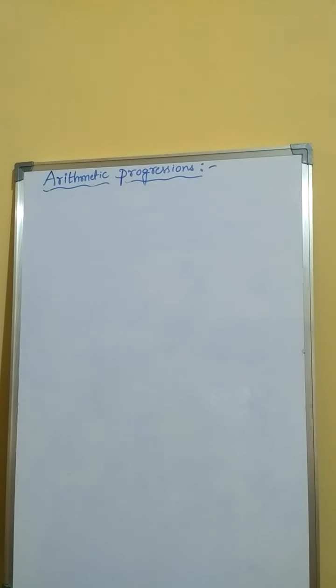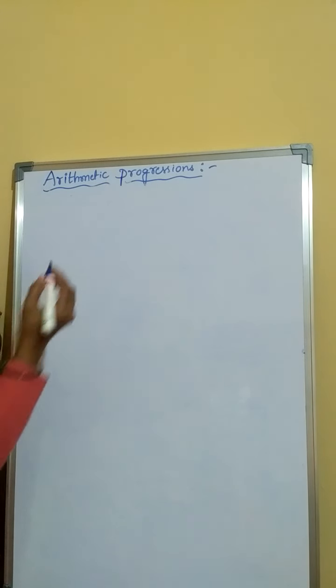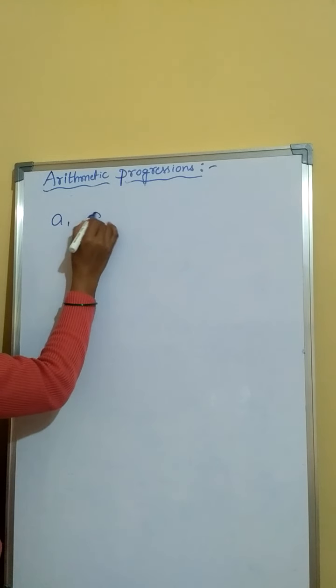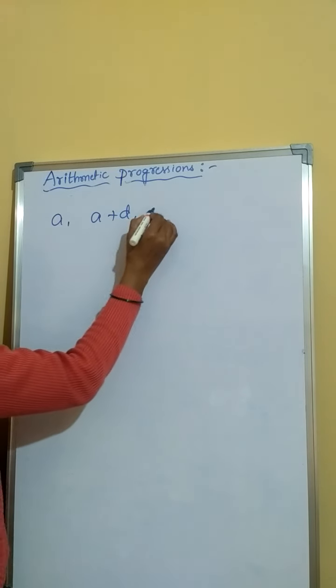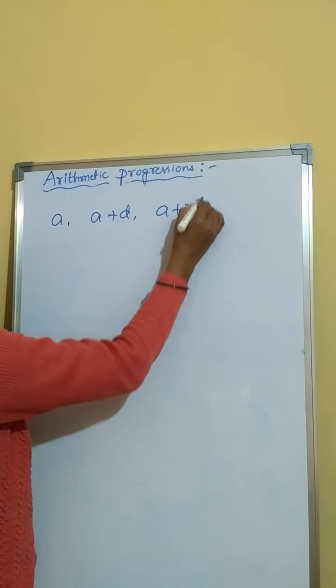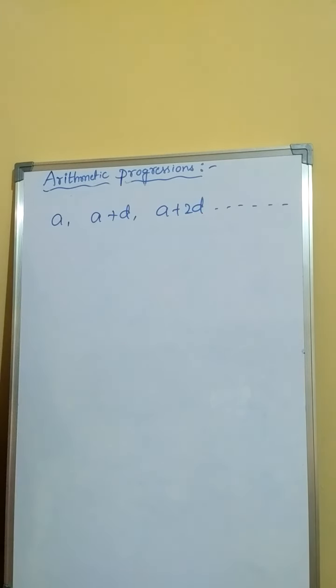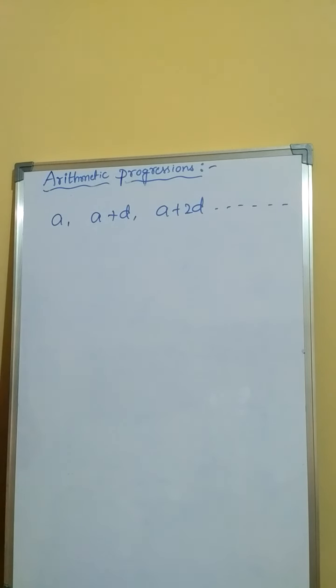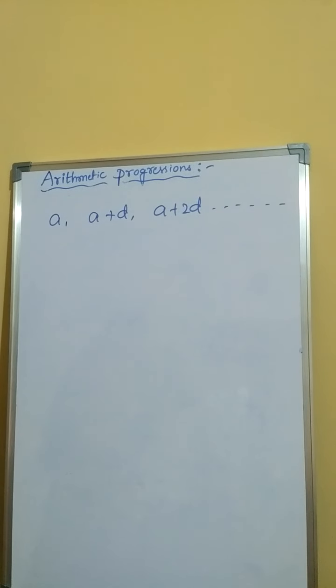Good morning, students. In the last class, we learnt about the definition of an arithmetic progression, which has the first term as A and the common difference as D. That can be written as A, A plus D, A plus 2D. That is, an arithmetic progression is a list of numbers which can be obtained by adding a fixed term to its preceding term except the first term.